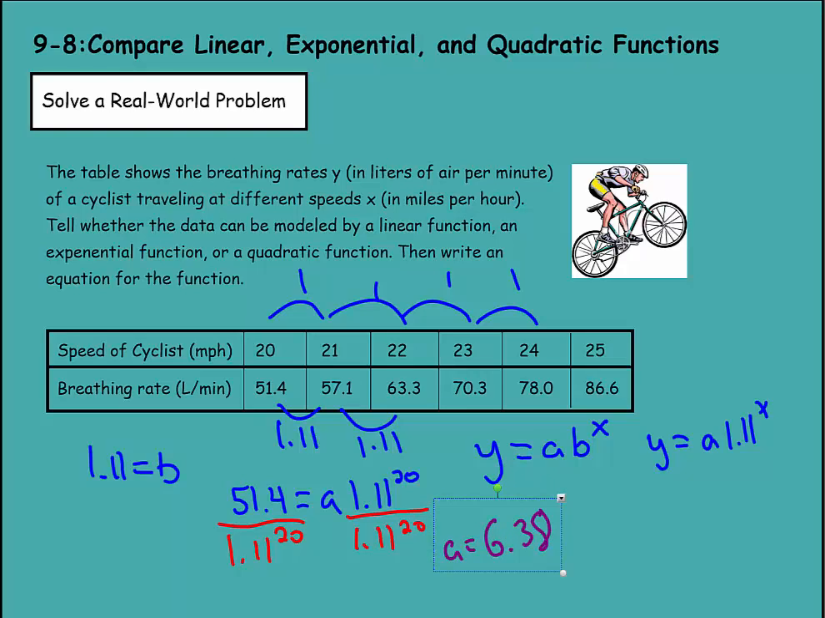So now I can finally write my equation because a is 6.38 and b is 1.11. It would be y equals 6.38 times 1.11 to the x power. That'll be the exponential function for the breathing rates here.